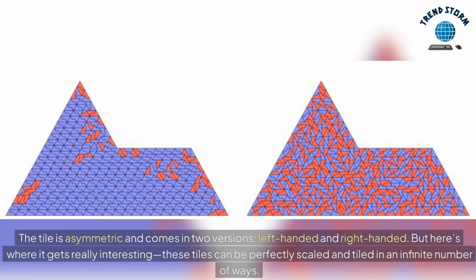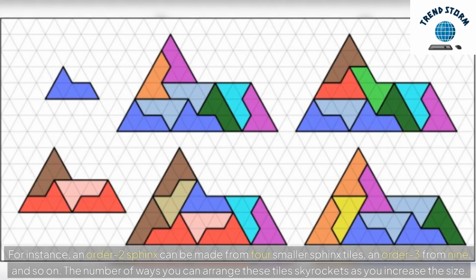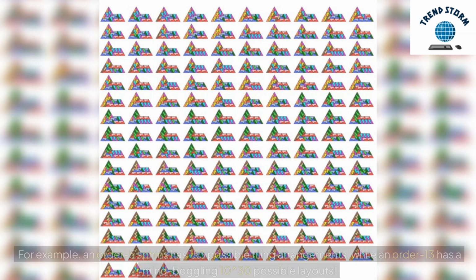But here's where it gets really interesting. These tiles can be perfectly scaled and tiled in an infinite number of ways. For instance, an order 2 Sphinx can be made from 4 smaller Sphinx tiles, an order 3 from 9, and so on. The number of ways you can arrange these tiles skyrockets as you increase the size. For example, an order 5 Sphinx has 153 possible tiling arrangements, while an order 13 has a mind-boggling 10 to the power of 30 possible layouts.